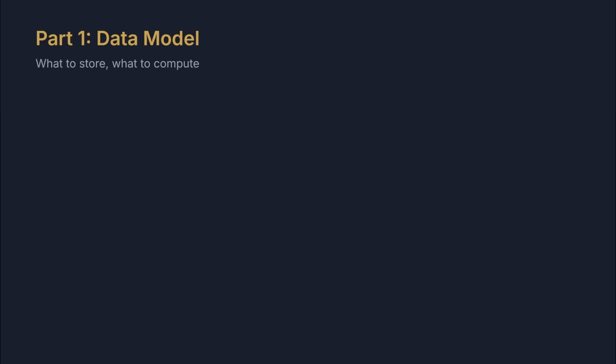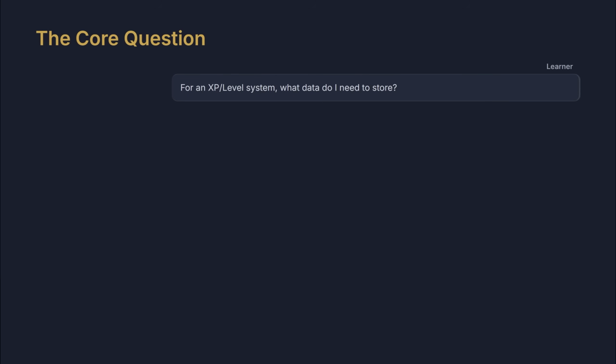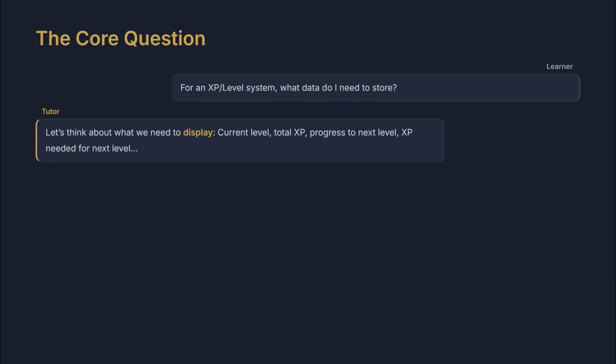So let's start with part 1, the data model. What to store and what to compute. So, okay, for an XP level system, what data do I need to store? Let's think about what we need to display first. We would want to display the current level. We would want to display the total experience points a player has, the progress to the next level, and the experience points needed for the next level.